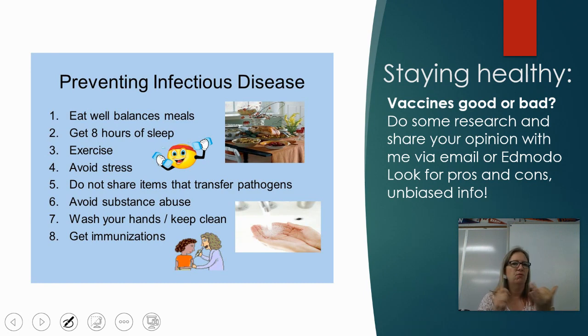So get a lot of sleep, avoid stress, and maintain a good body temperature, I guess. Avoid substance abuse. Any kind of substance abuse can also lower that immune system. Wash your hands. You've heard that a ton right now, I'm sure. And you are recommended to get your immunizations, okay? All of those things, and don't smoke, because smoking, that's that substance abuse.